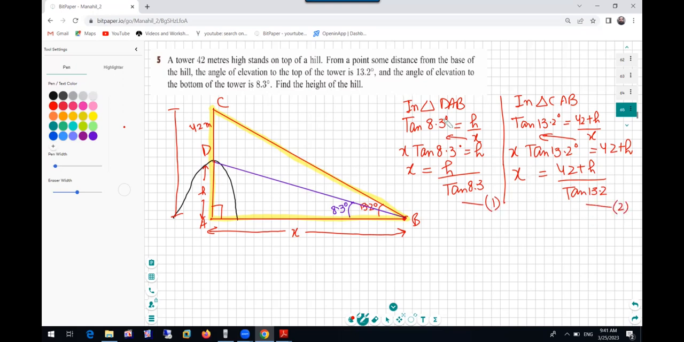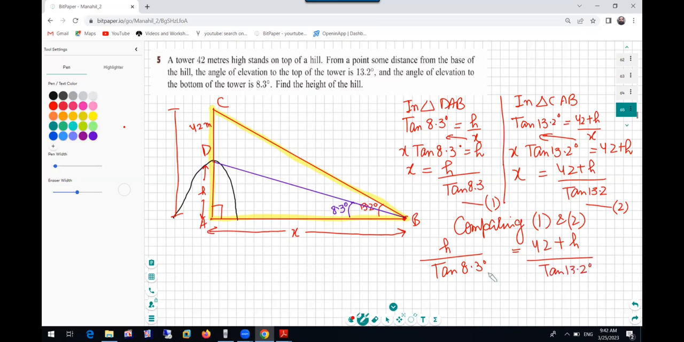Now we can compare these two equations. Means if it is x equal to this and x equal to that, so the right hand side should be equal to the right hand side of the second equation. So I'm writing here comparing 1 and 2. So right hand side from the first is h over tan 8.3, and from the second the right hand side is 42 plus h over tan 13.2, right? Yeah. So what we need h.